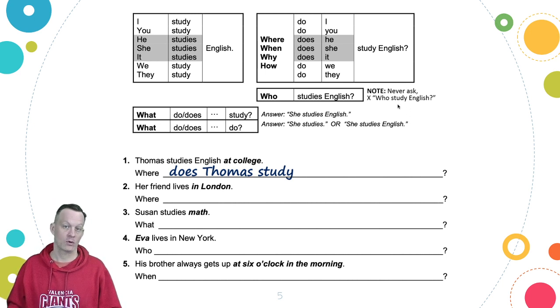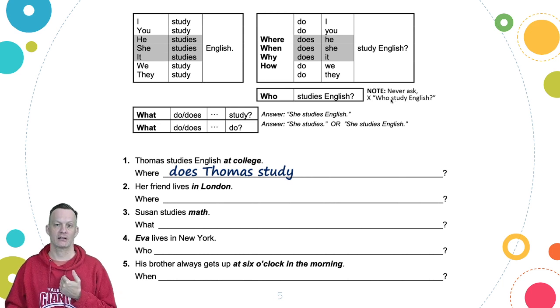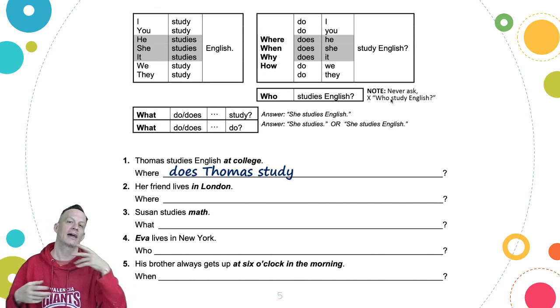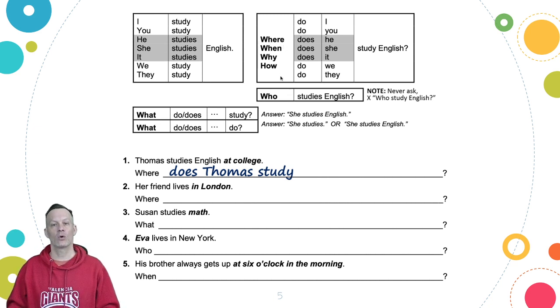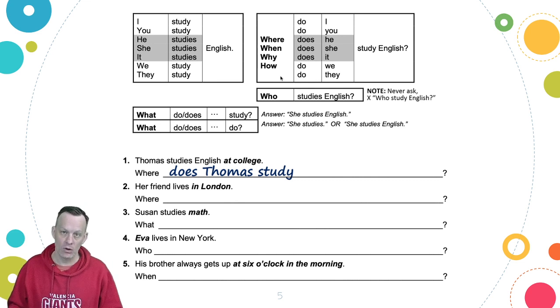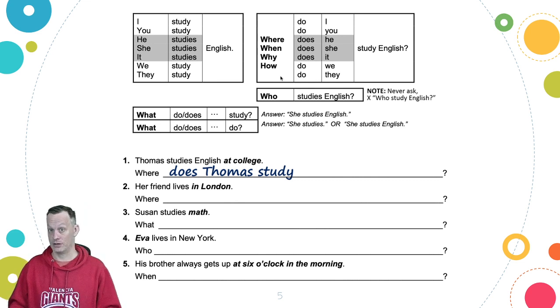No. Who studies English? Brenda studies English. Mary studies English. I study English. We study English. Who studies English? Everybody studies English. All right? So with that, we know we can make an object question with do or does in the present, or a subject question but with no do or does, no auxiliary.